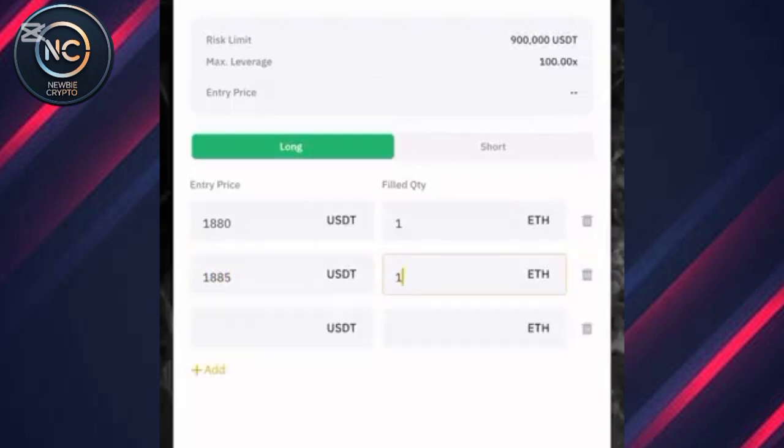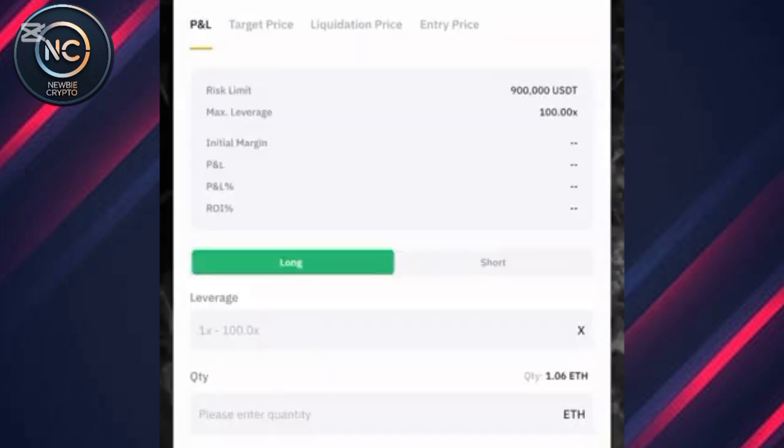And then the third trade, let's say you entered at 1,780, just for example, and then you pick 1 ETH. And then once you've entered them, you just tap on calculate. And it will show you the average entry price for all the trades you took, which is 1,848 USDT. So this is how you can use your derivatives calculator to calculate your profit and loss, target price, liquidation price, and entry price.